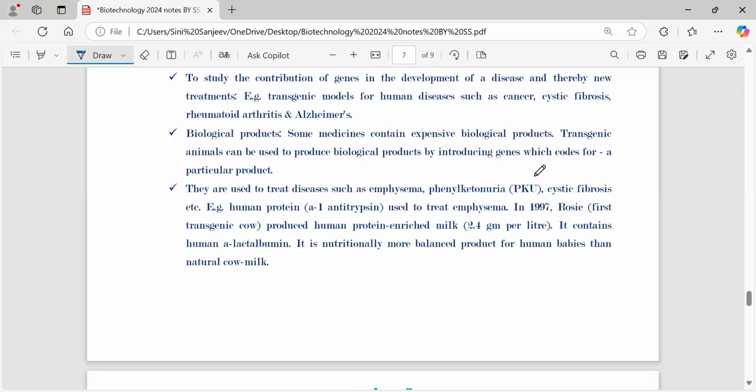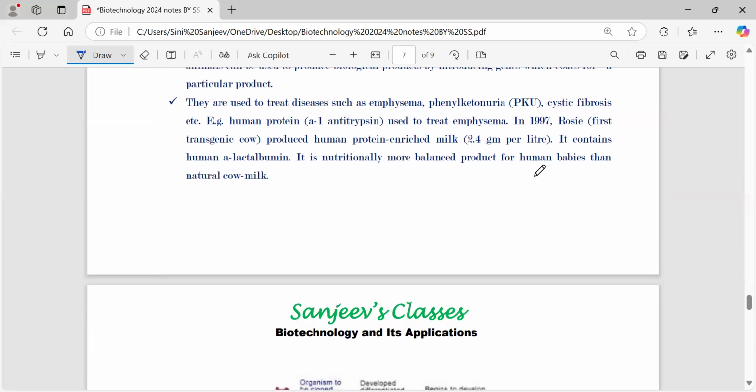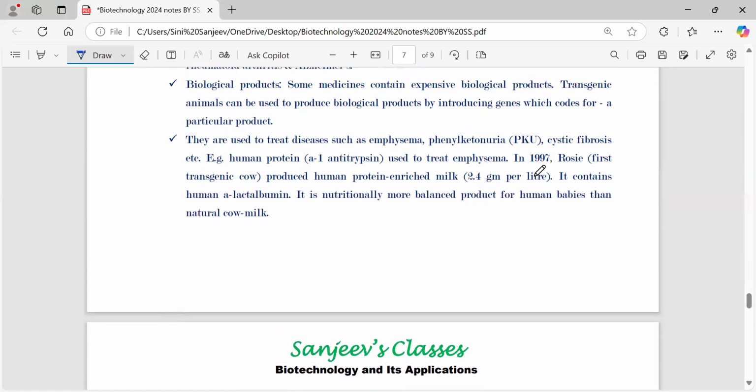Obviously the medicines and the transgenic experiments are expensive, but ultimately you will get a new treatment and you can cure diseases which haven't been cured yet. So those are the benefits of transgenic animals. If you see over here, there is one example of a human protein, antitrypsin. Antitrypsin A1 is used to treat emphysema, which is a rare disease. It can be treated using this human protein.